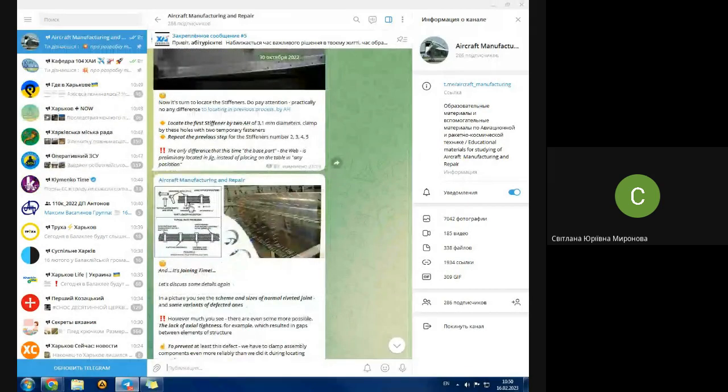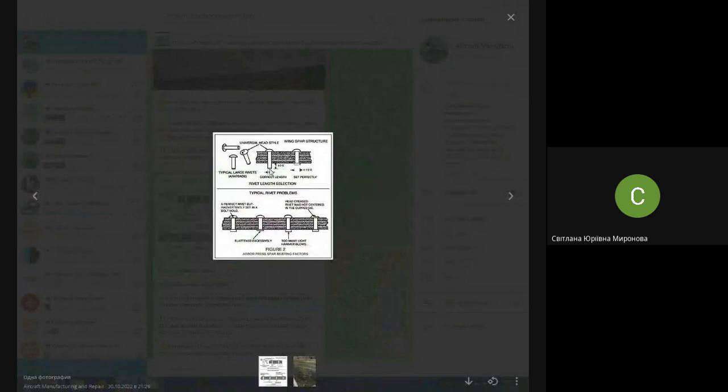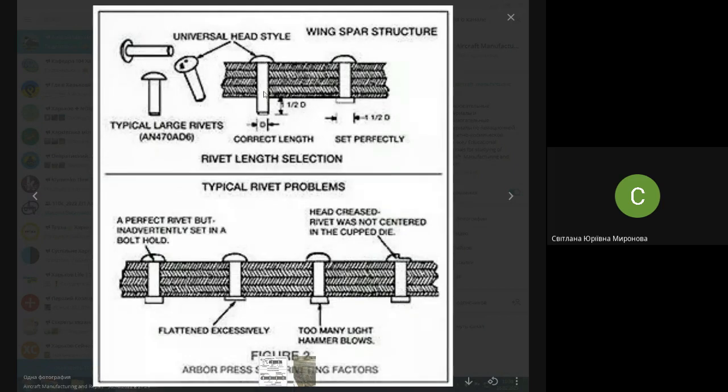It's installed in the hole like this, and next it should be hit from the other side in order to create the locking head, or it's called the shop head, which appeared immediately in the shop.